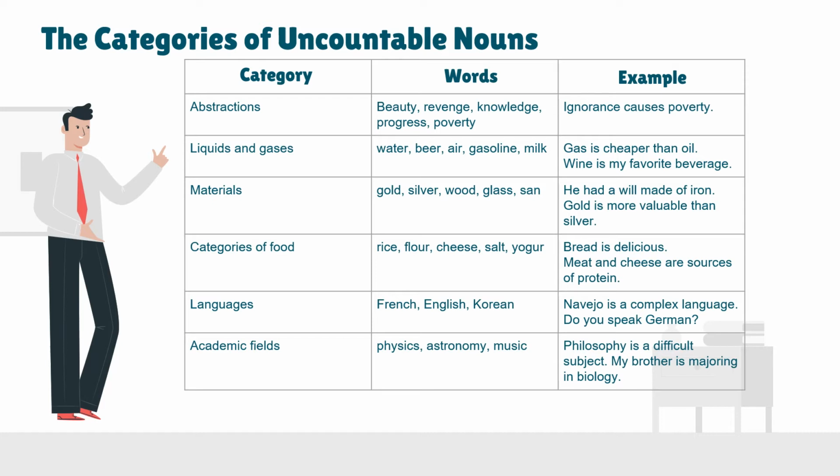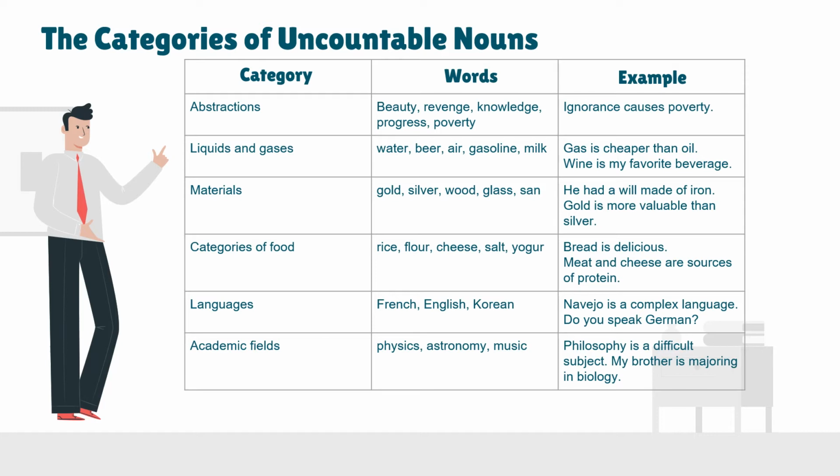The next category is categories of food: rice, flour, cheese, salt, yogurt. For example, bread is delicious. Meat and cheese are sources of protein.